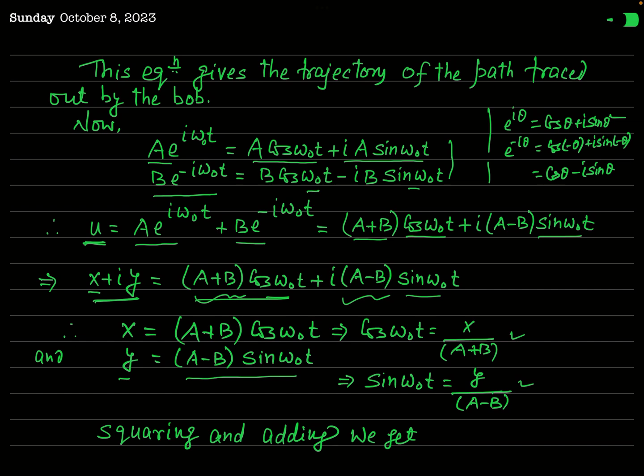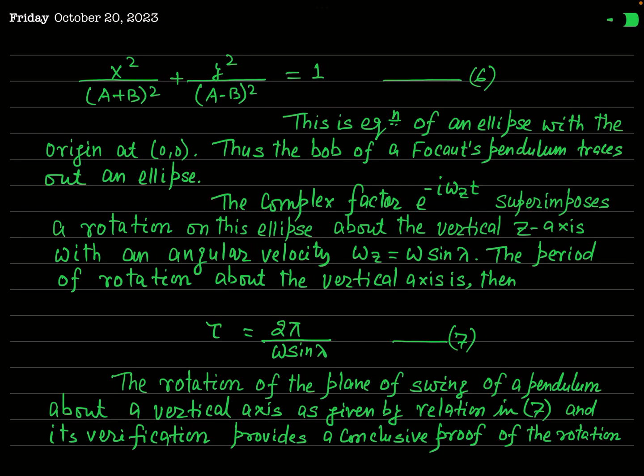Now when you square these two results and add, what will be your result? You can see this will be x square over a plus b whole square plus y square over a minus b whole square, and the sum of cos square omega naught t and sin square omega naught t will be 1. So your equation is x square over a plus b whole square plus y square by a minus b whole square equal to 1. Can you say, in accordance with coordinate geometry, which shape this equation represents? Actually, this is the equation of an ellipse.